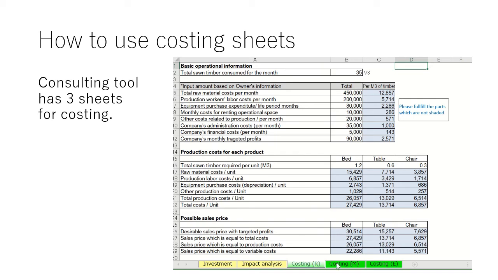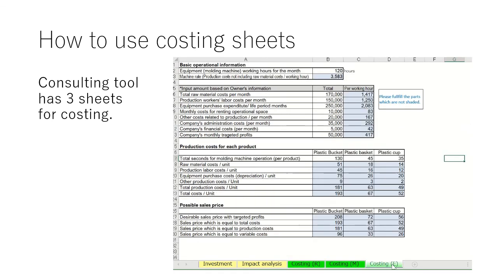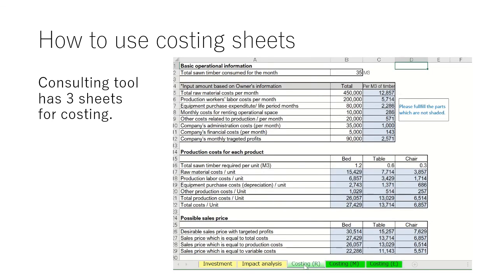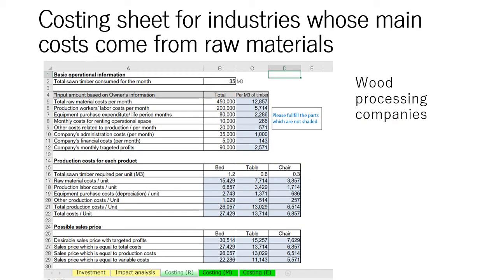Now, let's see how to use the sheets for costing. First, it is important to say that the consulting tool has 3 sheets for costing. This first format is a costing sheet for industries whose main costs come from raw materials. For example, many wood processing companies can be categorized in this type.